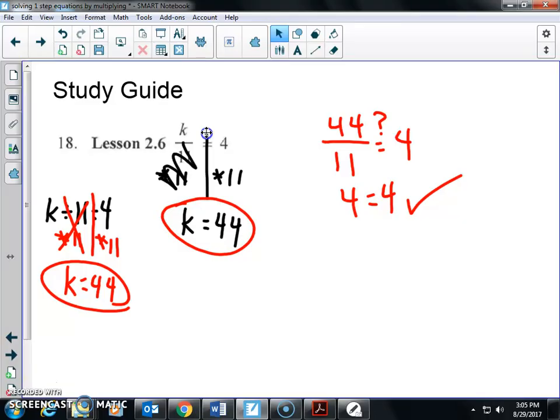So solving these one-step equations should be easy if you remember to do the inverse operation. So whatever operation is in the problem, you need to do the inverse to undo it. And then checking with substitution is a great tool. Okay, it's a real quick way to be sure that you got it right. All right, good luck today.